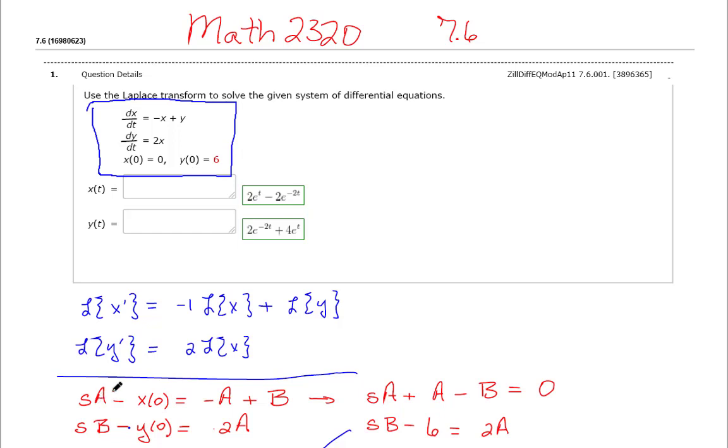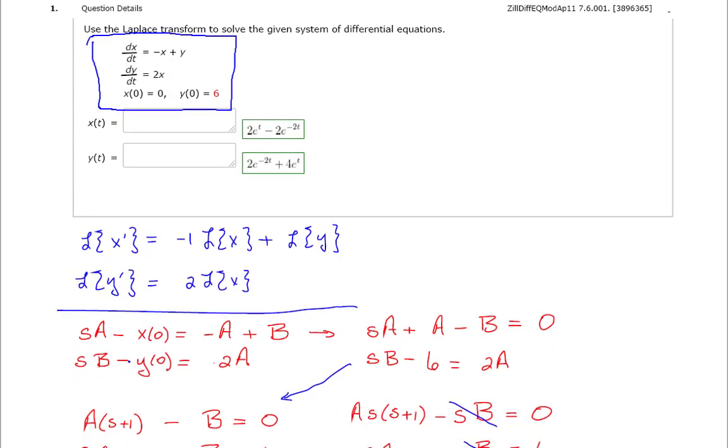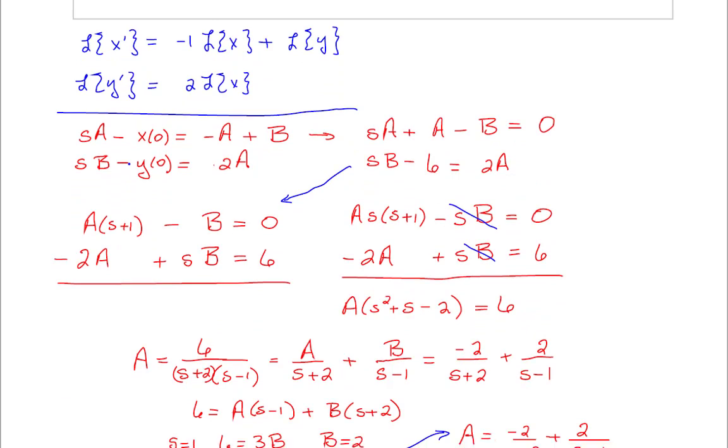So, we simply take the Laplace transform of both sides. As you see in these two, I've written A for the Laplace transform of x of t and B for the Laplace transform of y of t. So first off, I have the Laplace transform of a first derivative, so sA minus x at 0 equals minus A plus B. And from the second equation, sB minus y at 0 equals 2A.